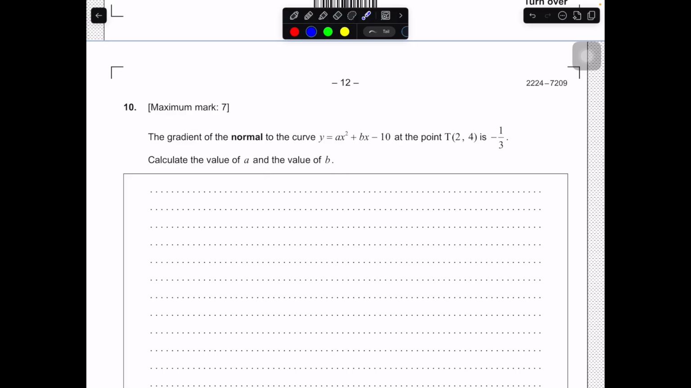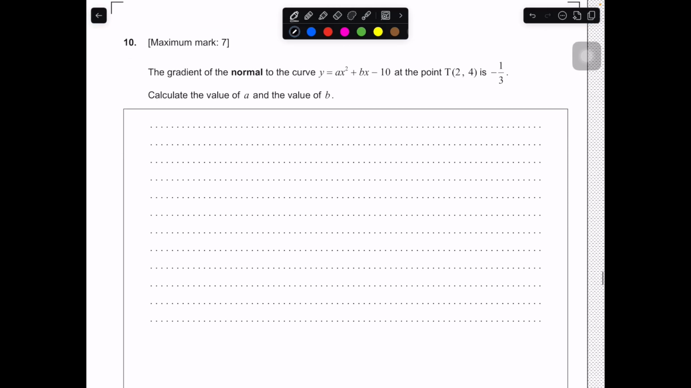Lot going on here. I'm going to give some conceptual background just to unpack these terms, and then we'll make our way through it. So super abstract, I think, especially for applications interpretations. So what is actually going on here? First, they're telling us that the gradient of the normal to the curve of this function at a certain point is negative 1/3. So let's unpack that statement first. What are we talking about when we're talking about the gradient of a normal, the gradient of a curve, and then the normal to a curve?